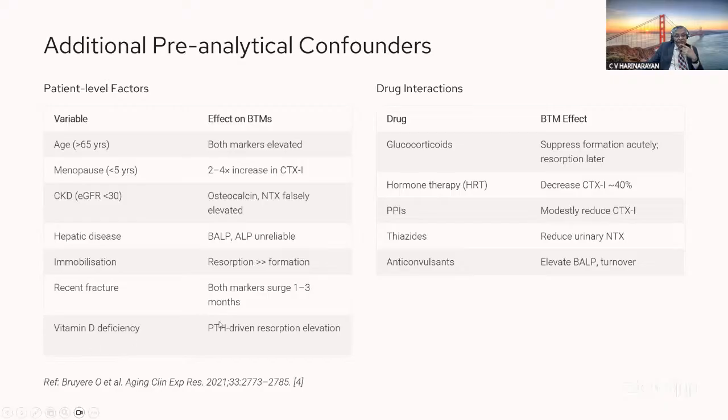Vitamin D deficiency is PTH driven, with elevation of markers. So when you are doing these markers, you have to be very careful. Glucocorticoids suppress formation and later resorption. Hormone therapy decreases the CTX. Proton pump inhibitors reduce markers. Thiazide diuretics reduce. Anticonvulsants elevate bone specific alkaline phosphatase.